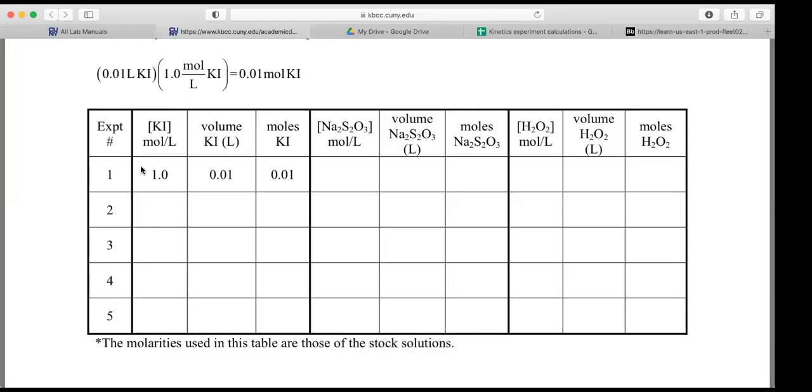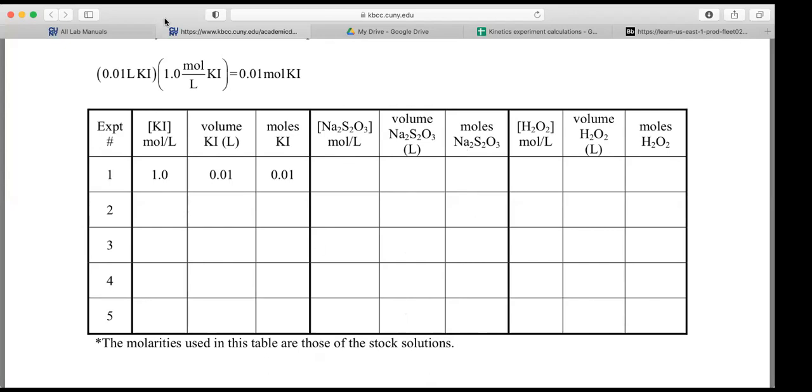The next one is sodium thiosulfate. Okay. Na2S2O3. Why is it called sodium? So remember, you're in chemistry, right? So Na2, Na is sodium. S2O3 is the thiosulfate anion. So it's sodium thiosulfate dissolved in water. It's one of the reactants. So its molarity is given here. The volume that's being added for each experiment is given here. And then you're going to just do the same thing. You're going to calculate the number of moles there. Okay? Does that make sense?